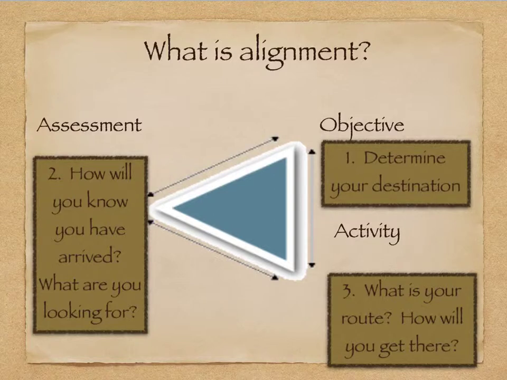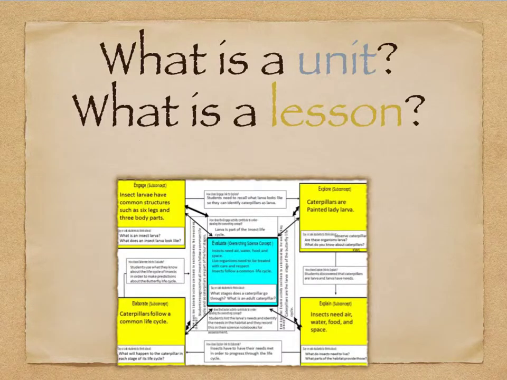Now, how do I get to my objective? What is my route? How will I get there? And like a GPS, when you are actually teaching your activity, you will do a lot of recalculating to make sure children can arrive at the destination. The next concept I want to talk about after alignment, we know where we're going, we know when we'll have arrived, and we know how we're going to get there.